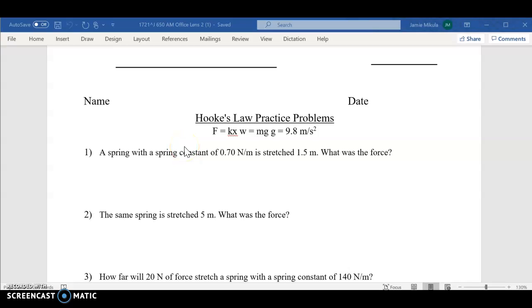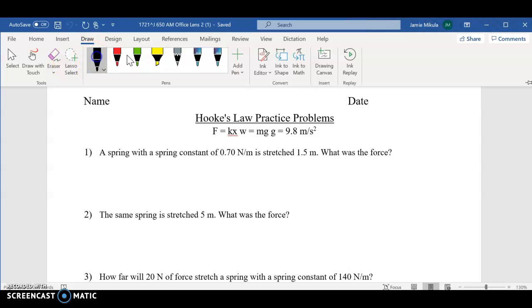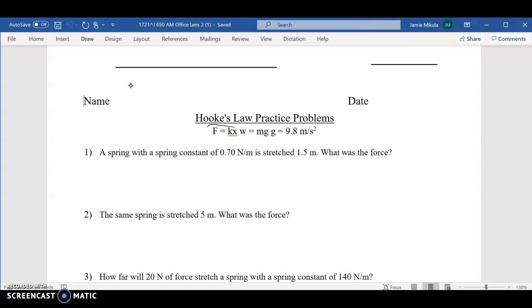All right, so this is the assignment that Pfaff put up. It's not due, but he asks you to do them and make sure you understand how to do them. So this is Hooke's Law. The formula is F equals Kx. Remember that if you need the force of weight, you're going to do mass times gravity, and there's gravity.